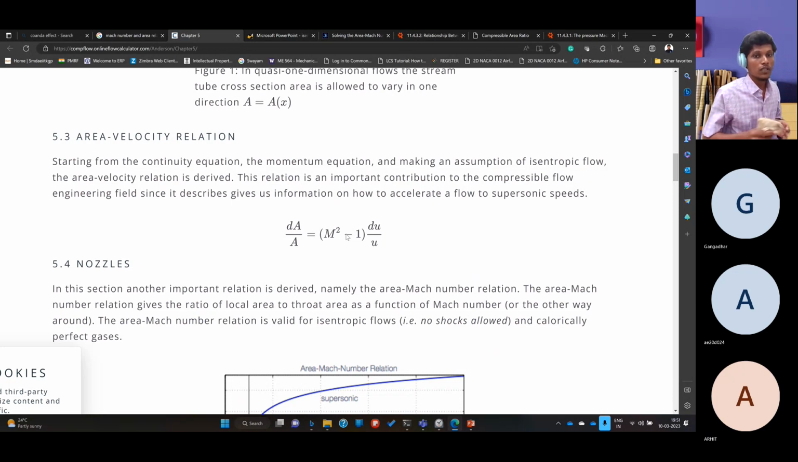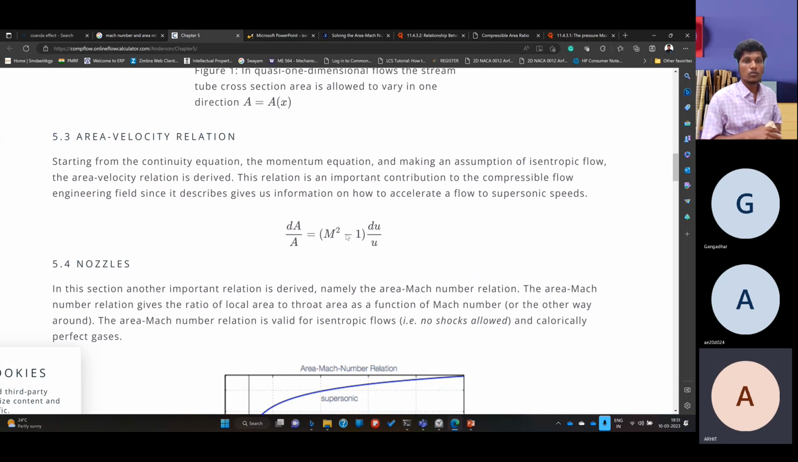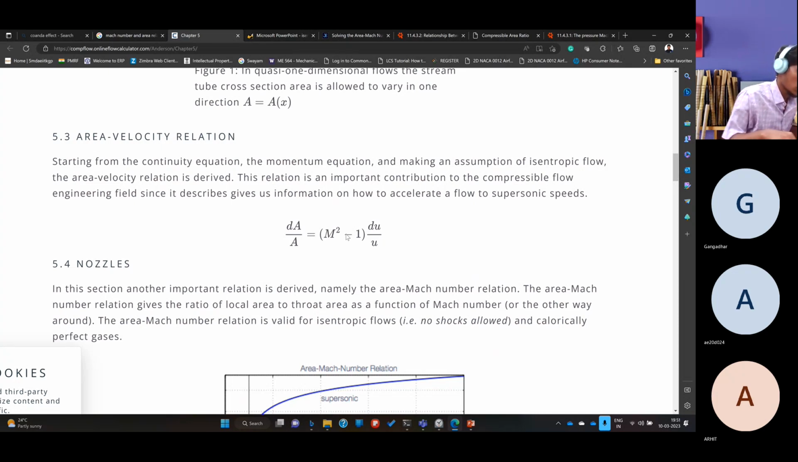The area velocity relation is governed by this differential equation. Are you seeing my screen? Yes, sir. This is the area velocity relation where Mach number is playing a key role. For this, I'm looking for it. So you see this equation.